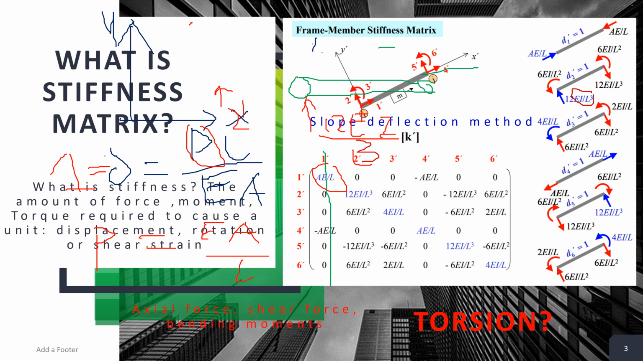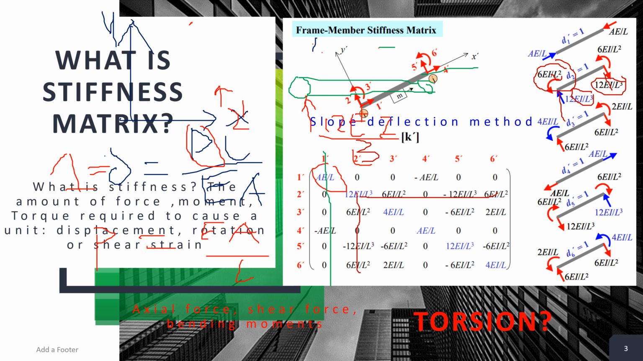When you apply this, you also apply a moment that can cause a unit rotation, so 6EI over L squared. From statics, if you're able to balance, you find this is the reaction and this is another reaction, and so you get the second column and second row.